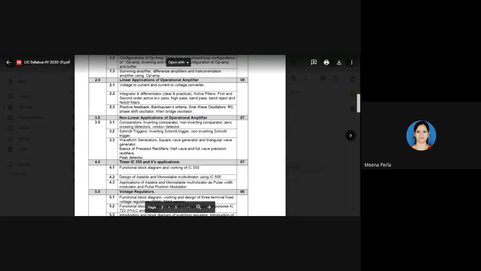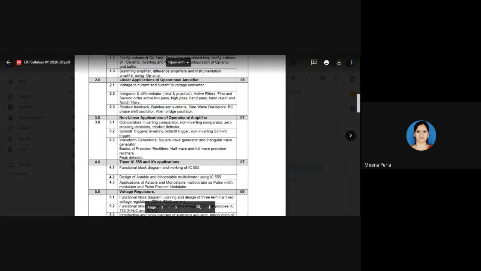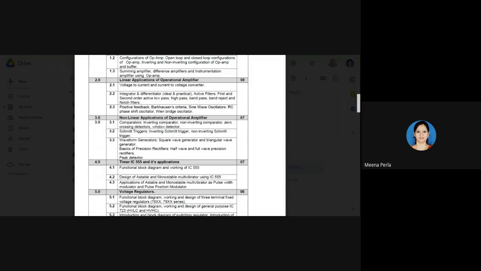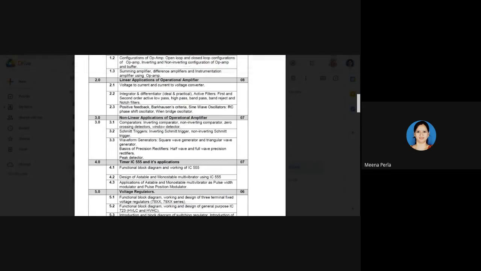Then we are going to see the precision rectifier. First we'll understand what is this precision and then what is the rectifier, and then we are going to move further with the half wave and full wave precision rectifier. And the last topic of this module is the peak detector. So hardly this module is going to take 7 hours.